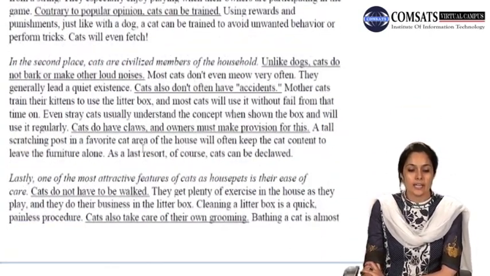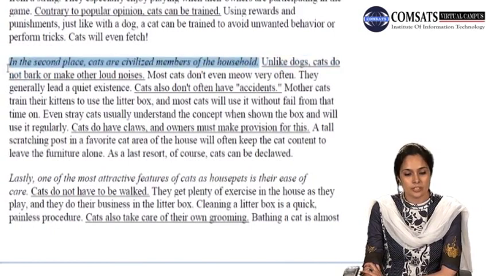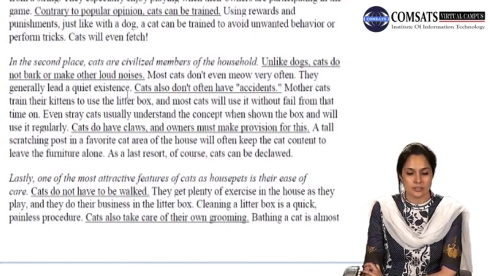Now in the second place, cats are civilized members of the household. Now this is another topic sentence for your second paragraph. Unlike dogs, cats do not bark or make other loud noises. Most cats don't even mew very often. They generally lead a quiet existence. Cats also don't often have accidents. Mother cats train their kittens to use the litter box, and most cats will use it without fail from that time on. Even stray cats usually understand the concept when shown the box and will use it regularly.